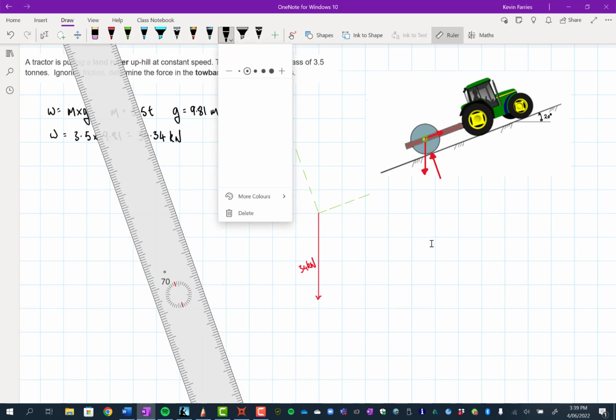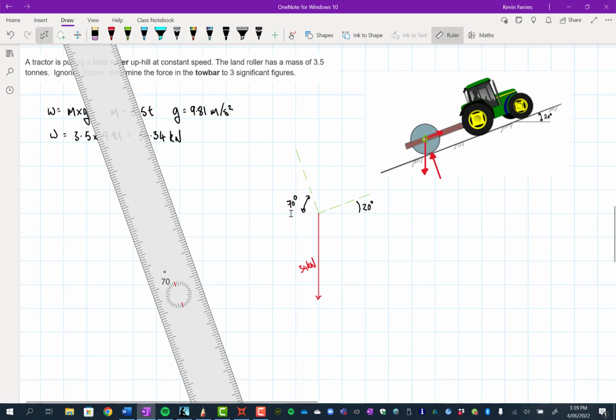Let's just make sure we write those on. So that there is 20 degrees. This here must be 70 degrees to make those perpendicular. So the whole thing will add up to 180. This is 90. Therefore, these two must add up to 90. Therefore, this one must be 70 if that one's 20. Okay, you can't do too much more until we start playing around with some of those.